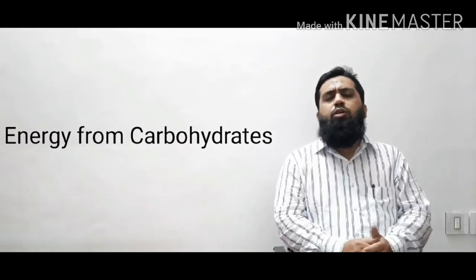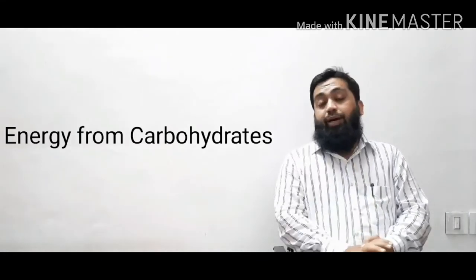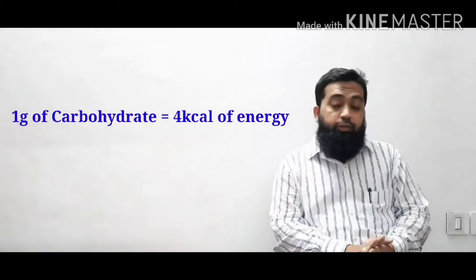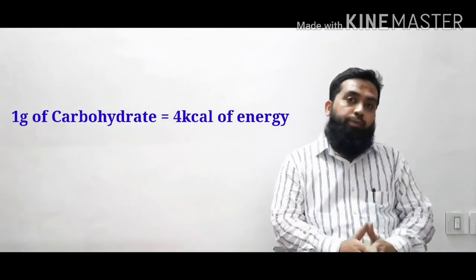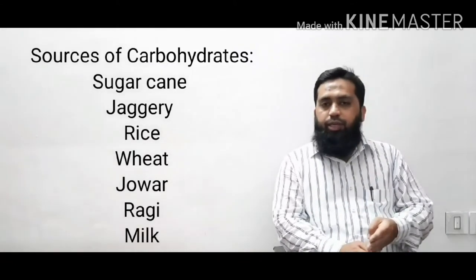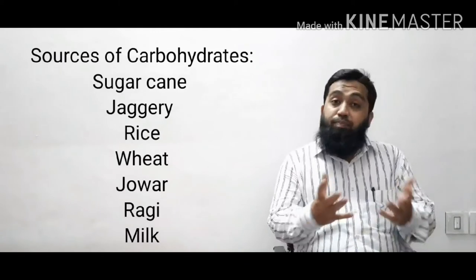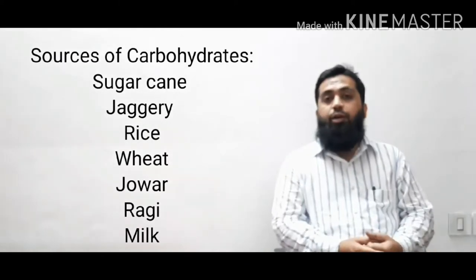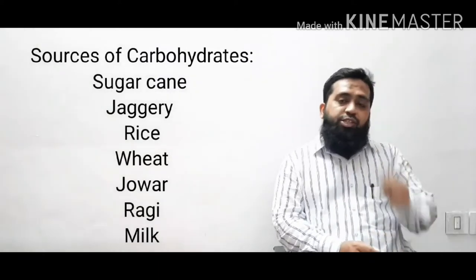Carbohydrate is said to be the foremost, very primary source of energy in our body. About 1 gram of carbohydrate gives us 4 kilocalories of energy. Now, what are the sources of carbohydrate? In the diet which we take, the sources of carbohydrate are sugar cane, jaggery, then jowar, ragi, sweet potato, rice, and so on. These all are the sources. Milk is again a very important source of carbohydrate. As I said, each gram of carbohydrate gives about 4 kilocalories of energy.